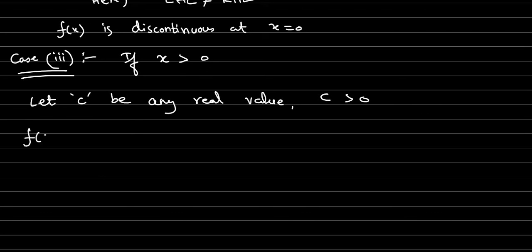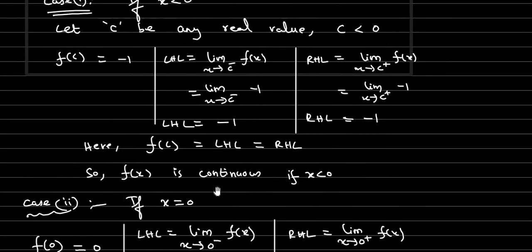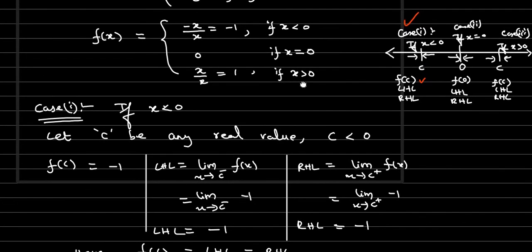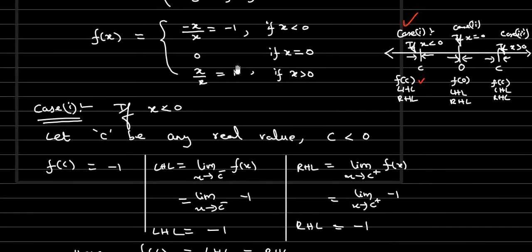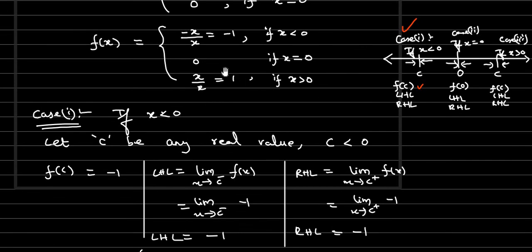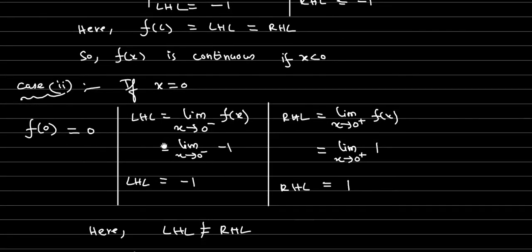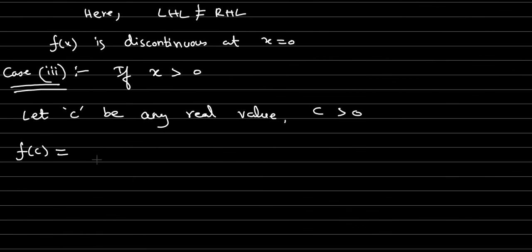First, f of c. What is the condition of c? Greater than 0. If it is greater than 0, which function do we need to choose? The third function, that is positive 1. So f of c is 1. f of x is 1, f of c is also 1. Next one, the left hand limit. Limit x is approaching c from the left hand side of f of x.